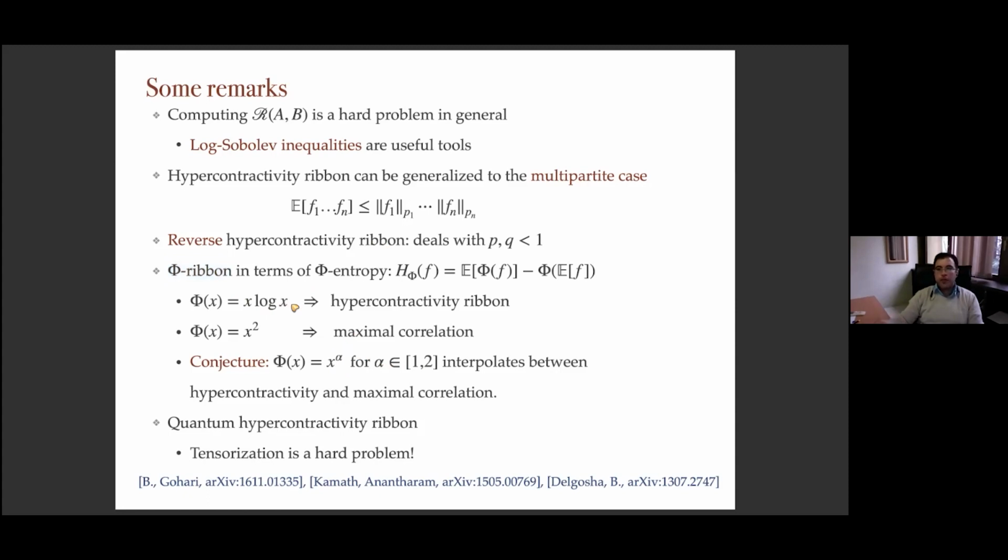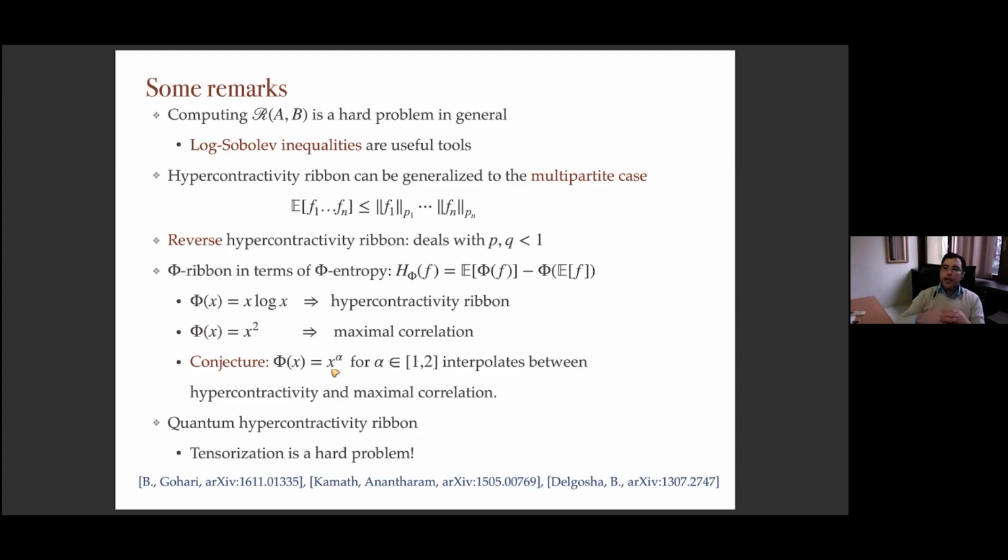It's the same kind of normalization when we talk about the Rayleigh entropy and then the usual entropy. And then we have a conjecture that these ribbons, for different values of alpha, interpolate when we move alpha from 1 to 2. For example, we saw that if alpha is equal to 2, we get this function x squared, and we essentially get the maximal correlation.